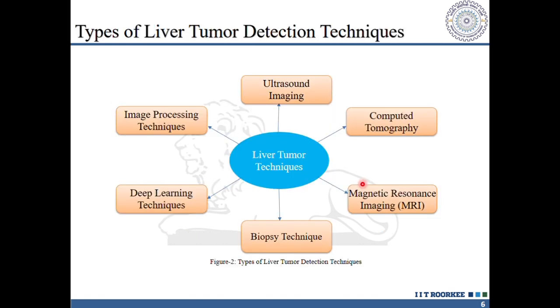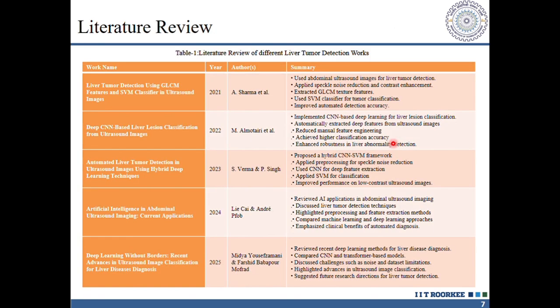These are the techniques which we use for liver tumor detection. In this project, we have used ultrasound imaging, but some other techniques can be used for this detection: image processing techniques, deep learning techniques, biopsy techniques, MRI, and computed tomography.